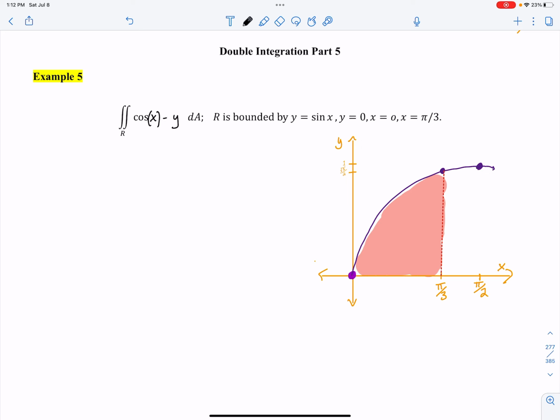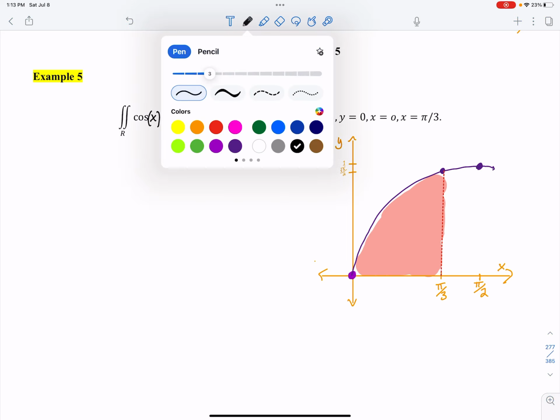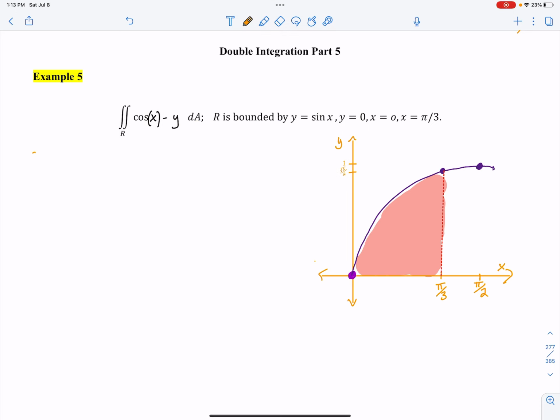Alright, so that covers the region. Remember, we're finding the volume of the surface that's above and below that, wherever it may be. I have cosine of x minus y. That looks a little janky there, but yours will look fine. So let's go ahead and start this process. So I take my double integral. I don't know whether I'm going to do x or y yet. I'm going to write it down, cosine of x, and then minus y is separate. And then I have to figure out what I want to do first.